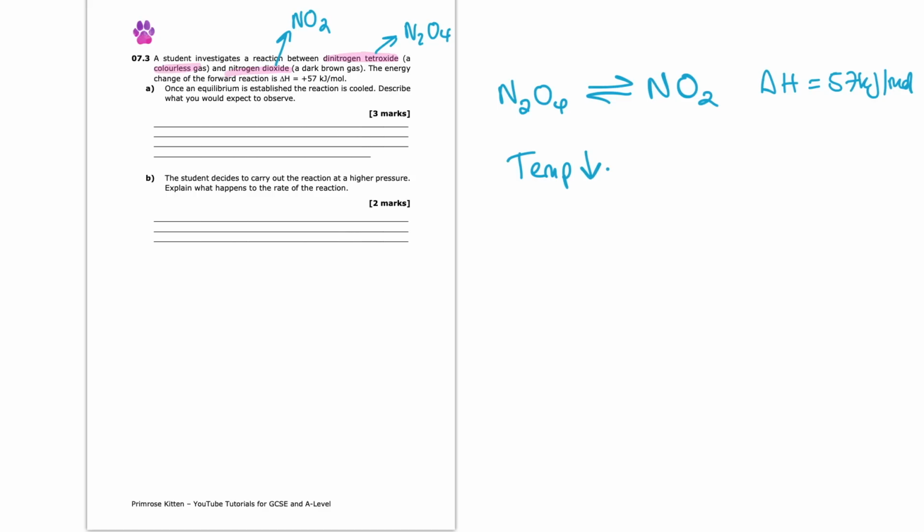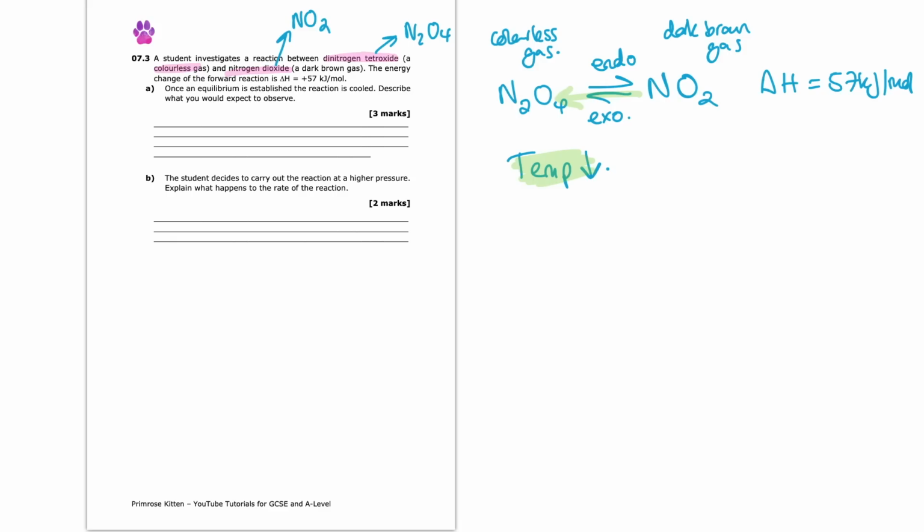Well, because the forward reaction is endothermic, it means that the backwards reaction is going to be exothermic. And if we were to cool down the temperature, then that means that the reaction is going to shift into the exothermic side, which means that we're going to end up shifting from having this dark brown gas to having more of this colourless gas.